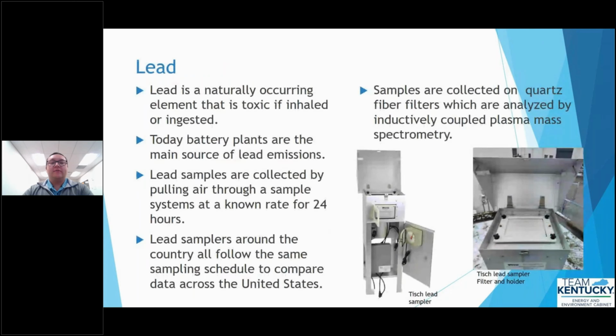So the next type of intermittent sampler we operate samples for lead. Lead is a naturally occurring element that is toxic if inhaled or ingested. The largest source of lead emissions today come from battery production plants. We operate 2 lead samplers at one site near one of these production facilities. Our agency utilizes the TISH lead sampler, which collects samples on a quartz fiber filter. Air samples are pulled through a sample system at a known flow rate for 24 hours. And once collected, the filters are sent off to a lab where they are analyzed by inductively coupled plasma mass spectrometry.